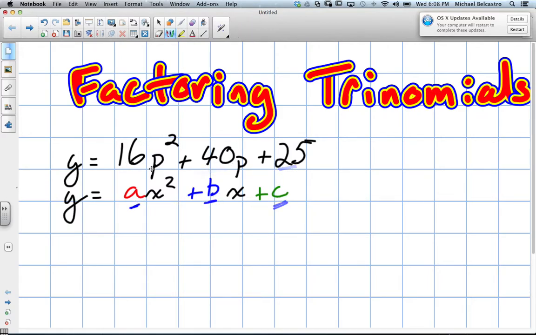Okay. So in our equation, what would our a number be? 16. That's right, 16. What would our b be? 40. And c? 25. Excellent. Good. So that's really important to be able to distinguish which is which in each question.